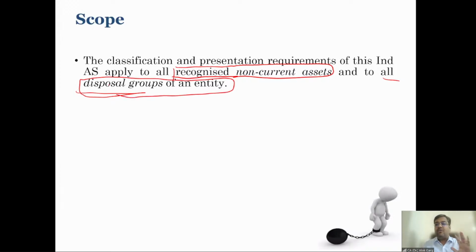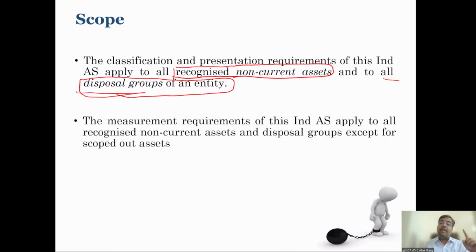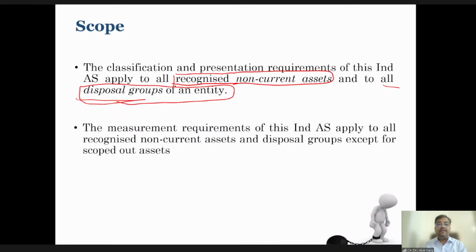Friends, this standard does not tell you what is current, what is non-current. Who will tell you what is current and what is non-current? Who is the authoritative standard for classifying current and non-current? Tell me. Ind AS 1. Ind AS 1 is the authoritative standard which classifies what is current, what is non-current in the balance sheet. Okay. Ind AS 1, presentation of financial statements. Para 66 talks about what is current, what is non-current, right?